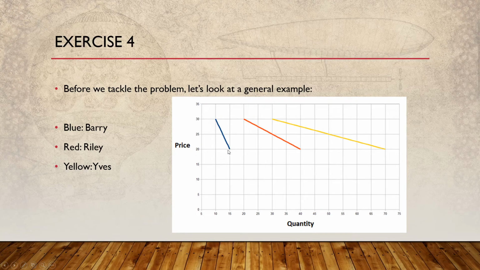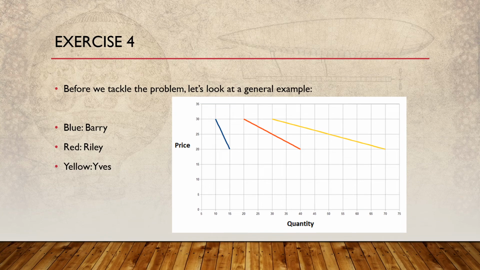Like Barry over here, first he is at 15 and then he will still buy 10, while Riley first buys 40, then suddenly only buys 20, and Eve, well, he started with 70 over here and now we're over here. So you can actually see this story in both ways, right?